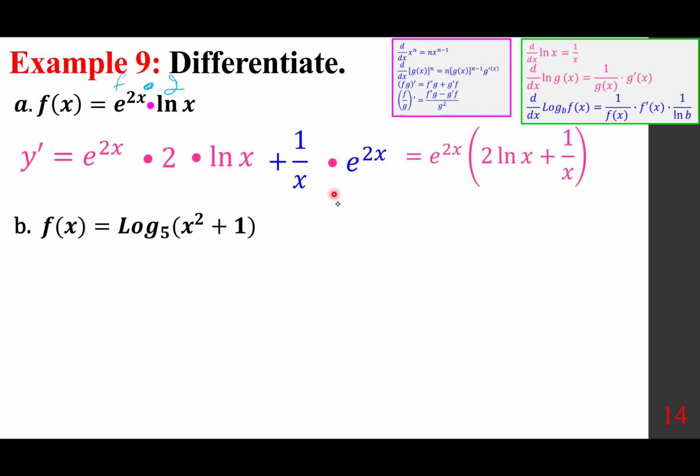Log base 5 of x squared plus 1. You want to decompose it. There's nothing you can do. So you flip this over. You get 1 over x squared plus 1.